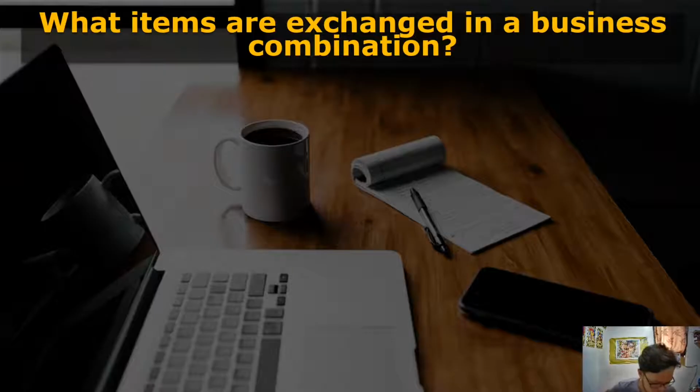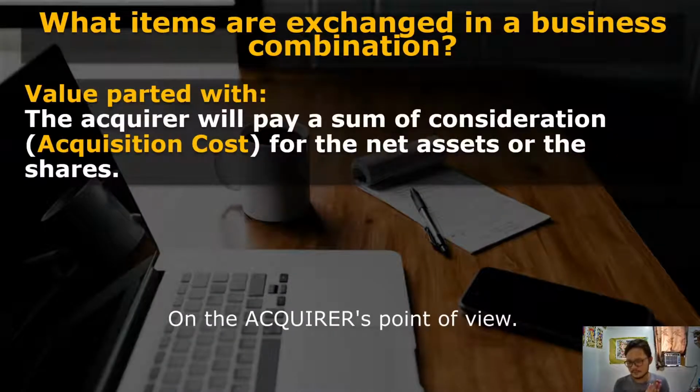Next question. So, business combination. Okay, sir. Acquirer-acquiree, transfer of control. It may be done through acquisition of net assets or it may be done through acquisition of ordinary shares. But how can this acquisition be executed? Ano nga ba ang mga kailangan gawin para mangyari ang isang acquisition? What items are exchanged in a business combination? Alam natin na ang control nare-receive natin. Pero what do we give? The acquirer. The acquirer will have a value parted with.